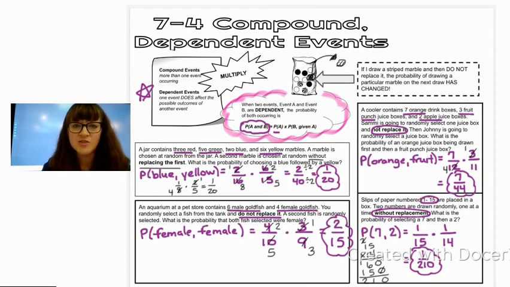Again, the key things to remember here are that you're simply multiplying the probability of each separate event, but you have to keep in mind that if you don't replace something, you're changing the bottom number on your next probability. So just keep that in mind, be aware of what you're being asked and how the situation is set up. Is it being replaced or is it not being replaced?